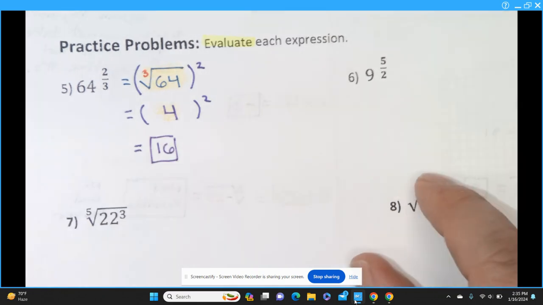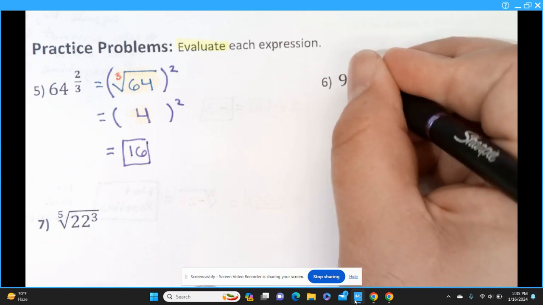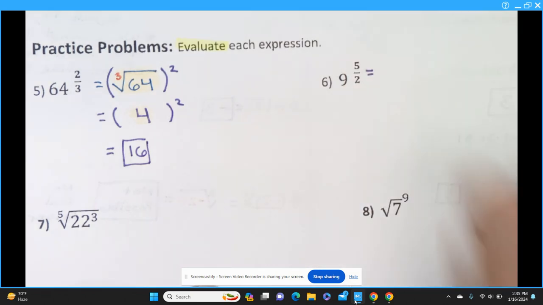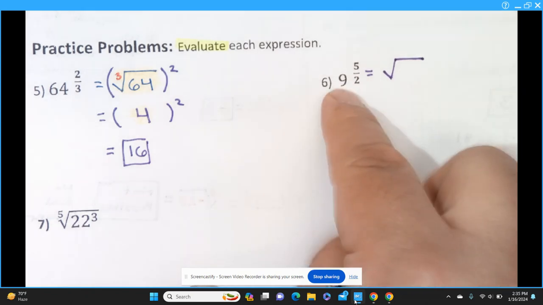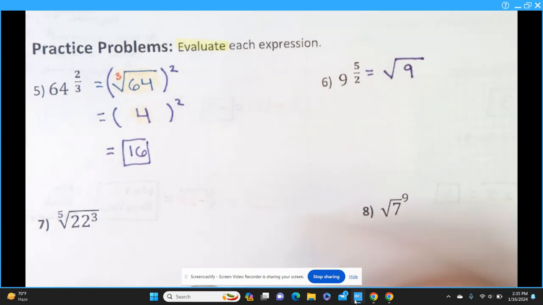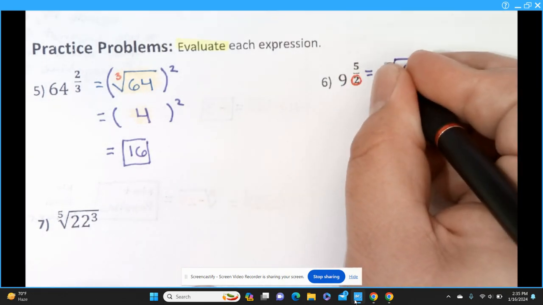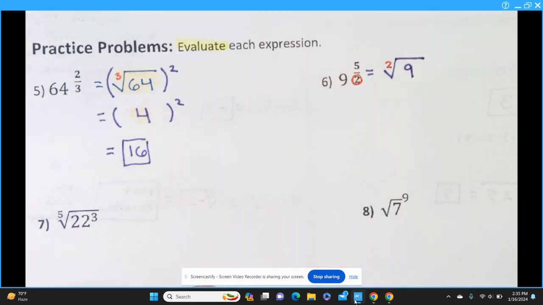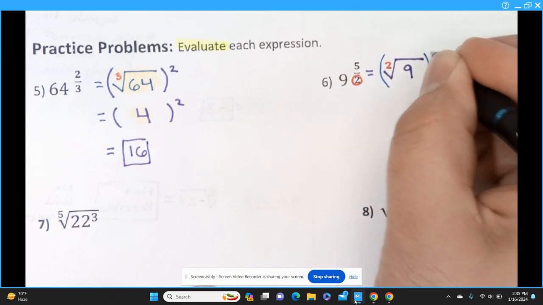All right, look at number 6. Here we go. Let's rewrite it. I see a power that's a fraction. No hesitation then. Get that radical. My base is 9. Well, my regular number is a 9, so that's what goes here. But my index is a 2 right there. Well, then I'm going to put a 2 as my index right here. My denominator is 2, so my index is that. And then, of course, there's a 5, so I'm going to give everything power of 5.